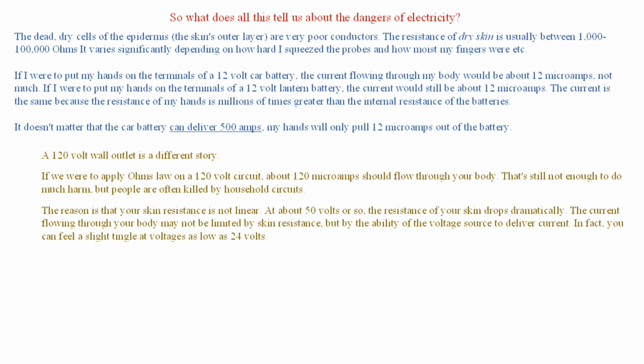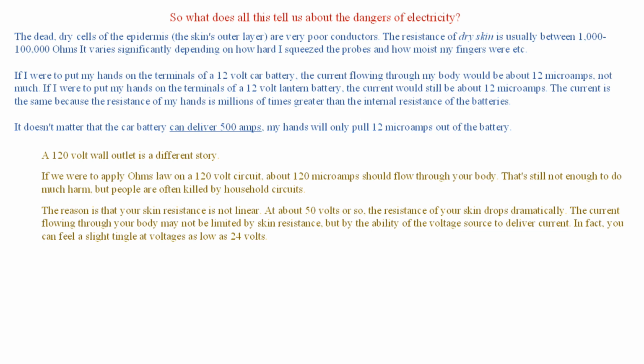A 120-volt wall outlet is a different story. If we were to apply Ohm's law on the 120-volt circuit, about 120 microamps should flow through your body. That's still not enough to do much harm, but people are often killed by household circuits. The reason is that your skin's resistance is not linear.